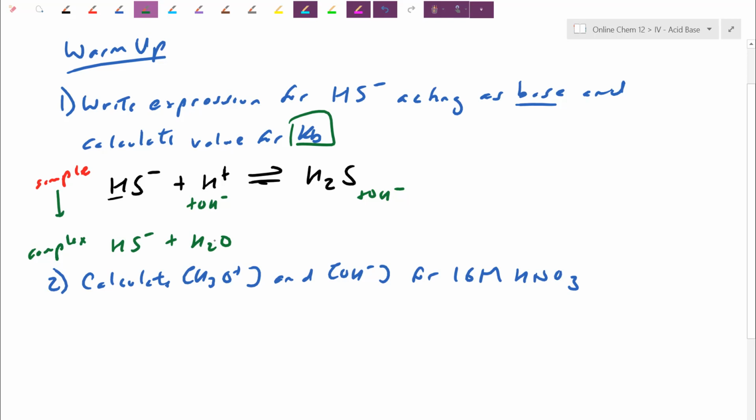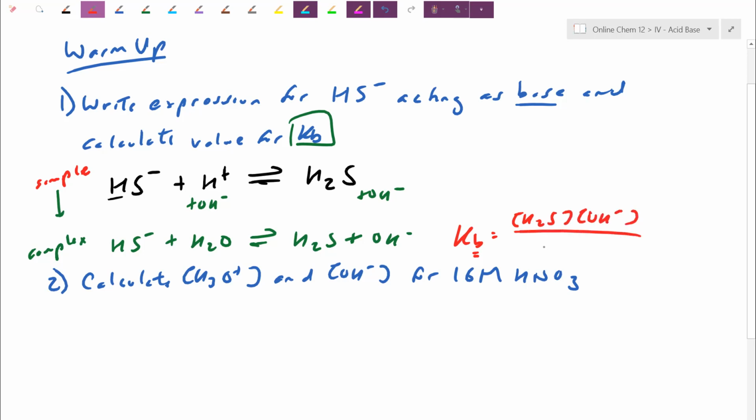Basically, the HS minus is going to steal the proton from water. They're going to then create H2S, and what's going to be left behind because of the water is the base particle, hydroxide. The constant for here, that's when I can define Kb. It is the constant for the base. It's going to be products over reactants, H2S times hydroxide all over HS minus. So that is the expression so far.